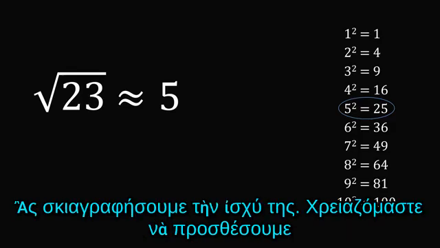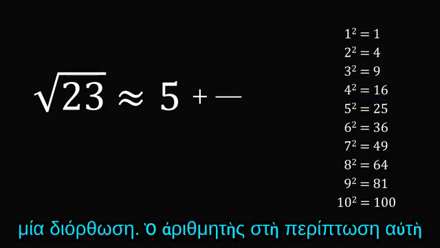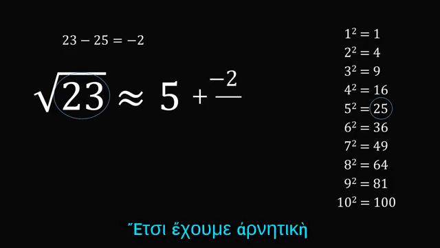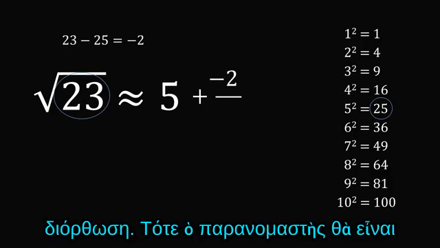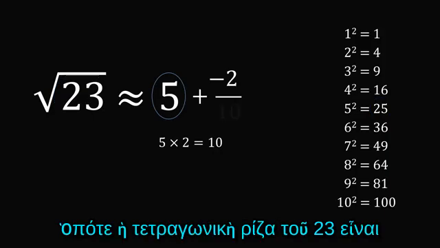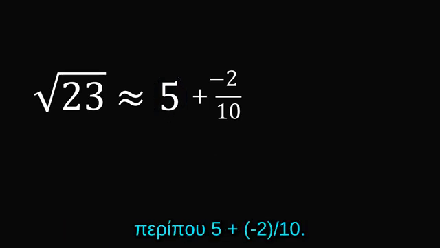Let's illustrate its power. So we need to add an adjustment. The numerator in this case will be 23 minus 25, and that will be equal to negative 2. So we have a negative adjustment. Then the denominator will be equal to 5 times 2, and that will be equal to 10. So we have the square root of 23 is approximately equal to 5 plus negative 2 over 10.